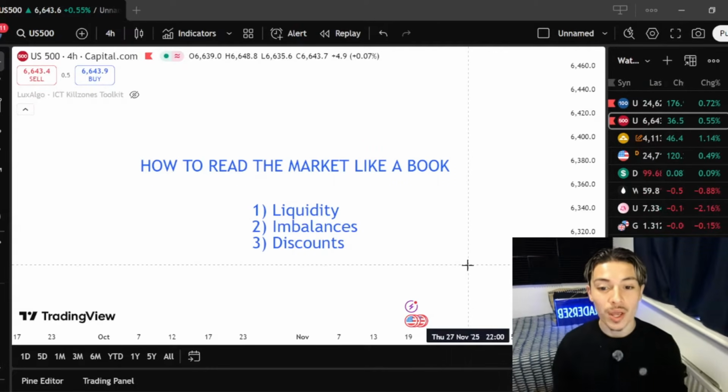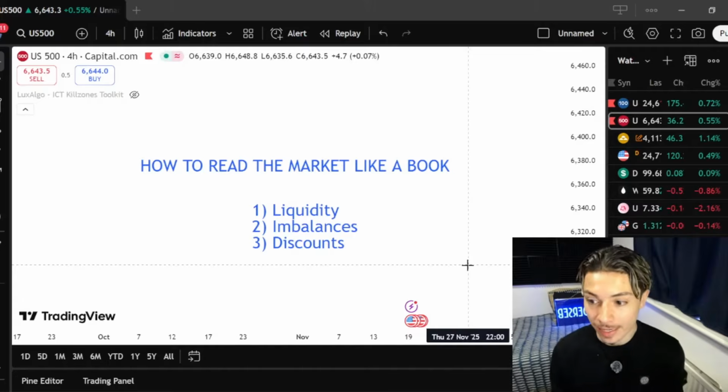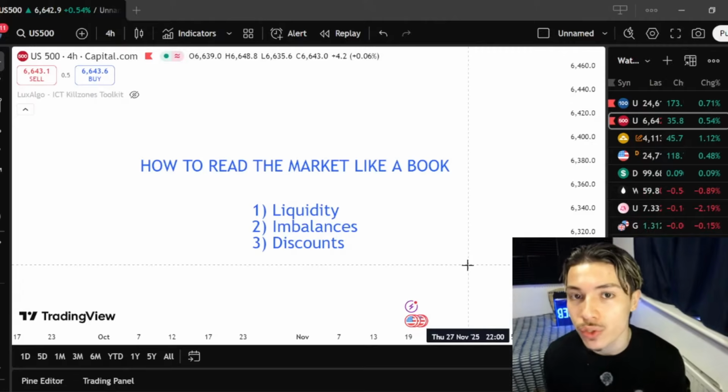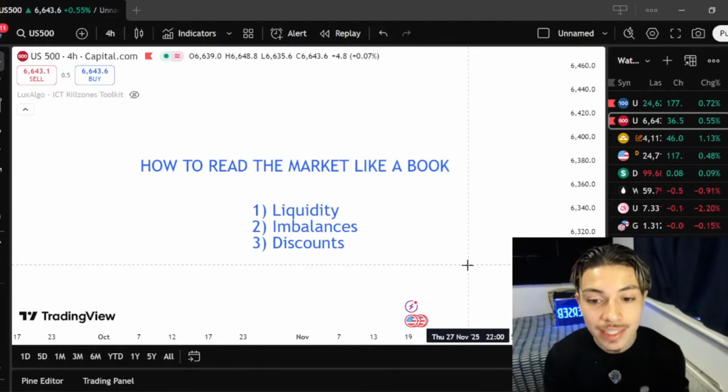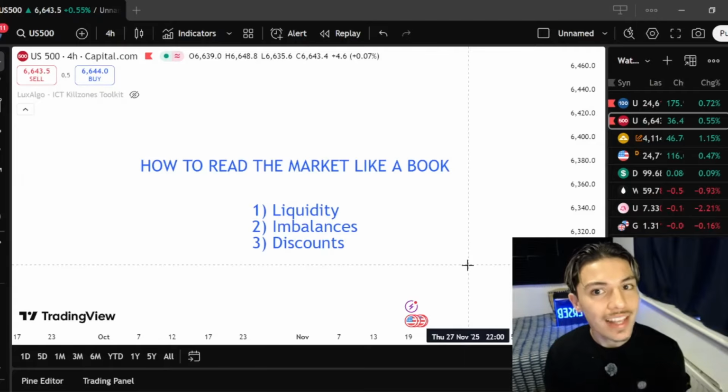Okay, perfect. So before I teach you how to read the market like a book, you firstly need to understand where the market wants to go, right? There are certain confluences or certain areas that the price, well, the market tends to go to. So these are the three areas that price wants to seek. Firstly, we have liquidity. Second, we have imbalances. And thirdly, we have discounts, right? Once you understand that price wants to draw towards these levels, this is going to allow you to read the market very, very easily. So let's get right into what these three things are and how to identify them.